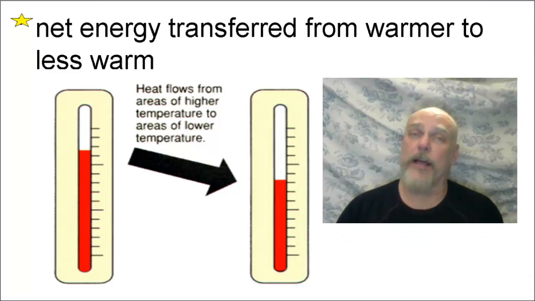The way this is going to work is that net energy is going to be transferred from the warmer object, or the object of higher temperature, to the object that is less warm, or the object of lower temperature. I really try to avoid using the words hot and cold. However, you could think that the hot object is going to give more total net energy to the cold object.